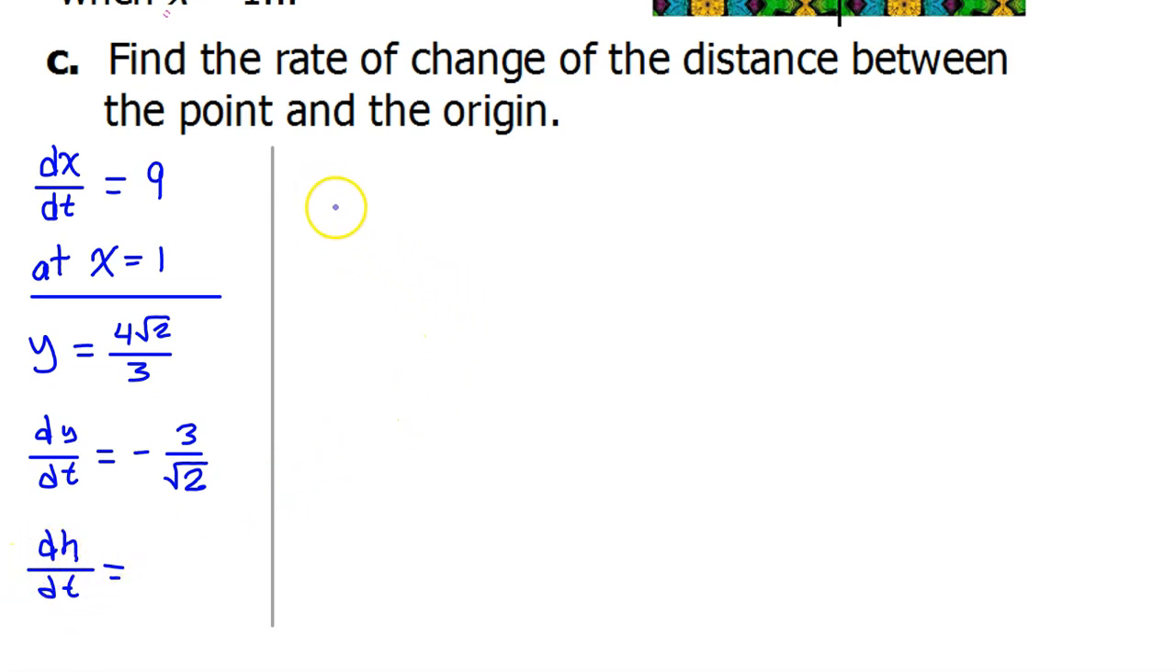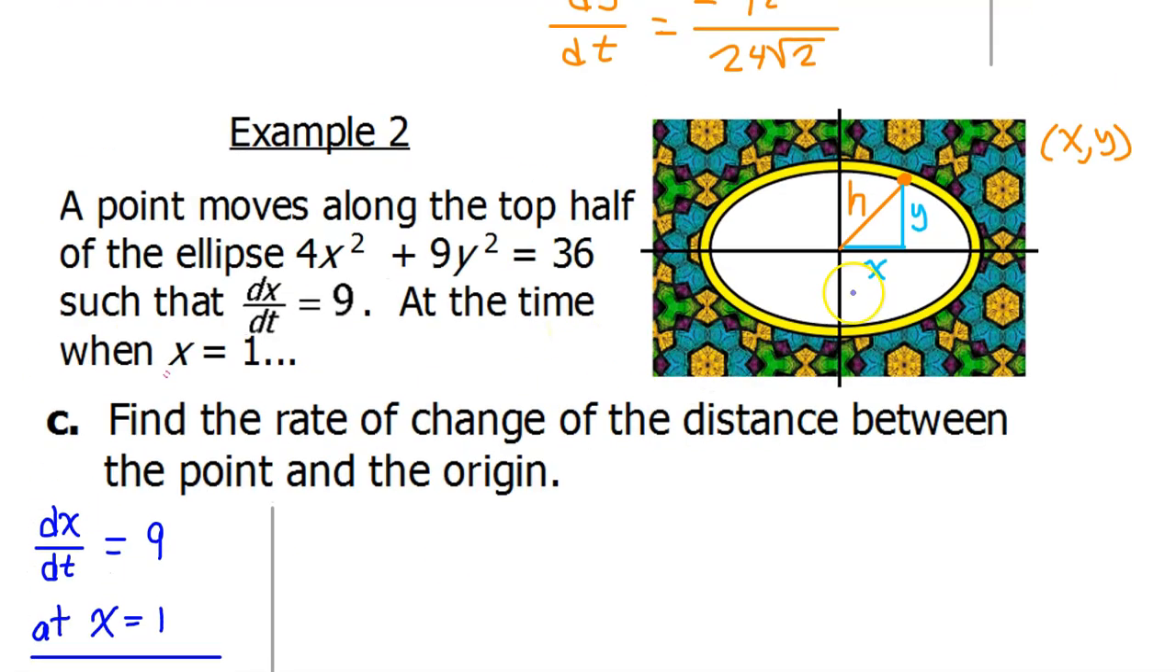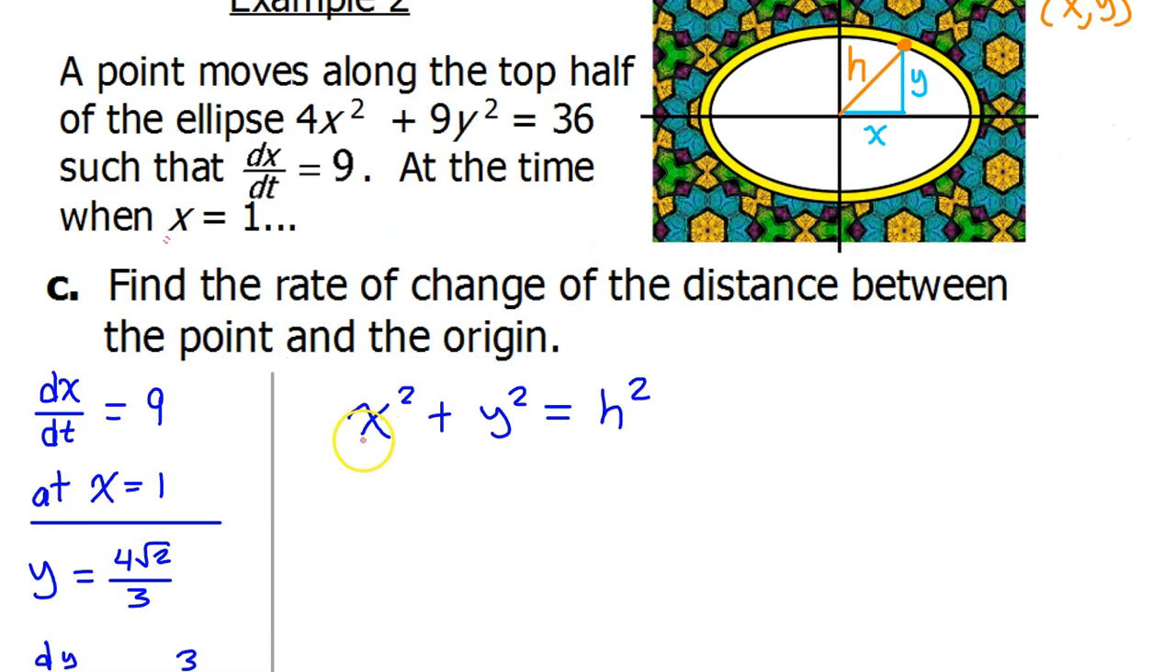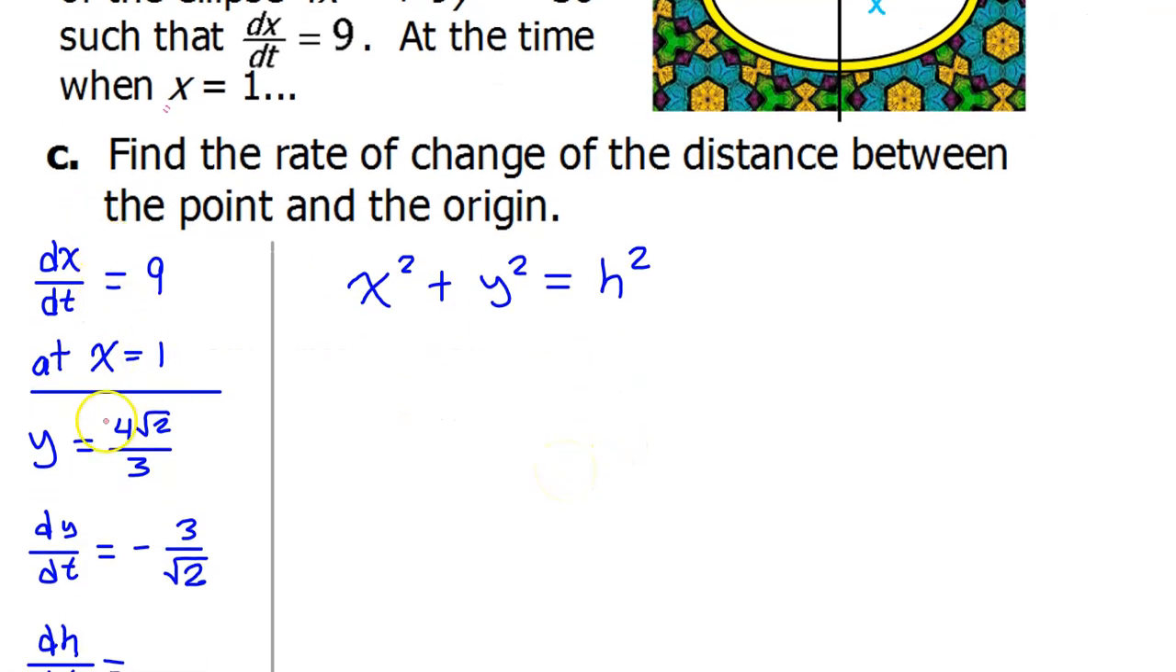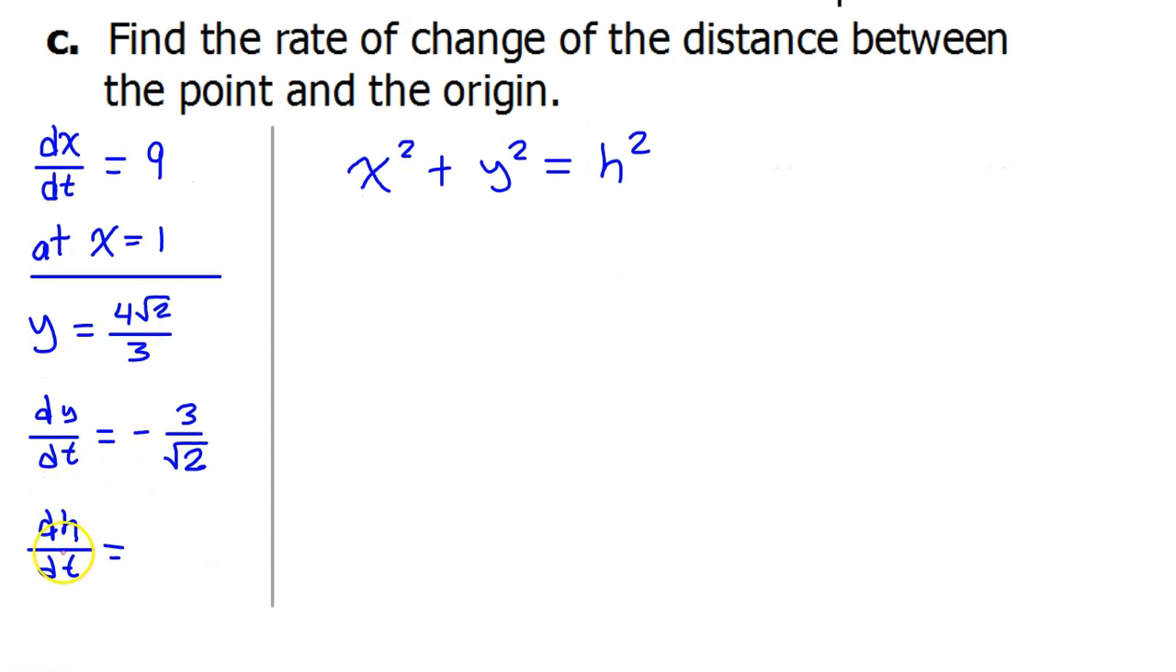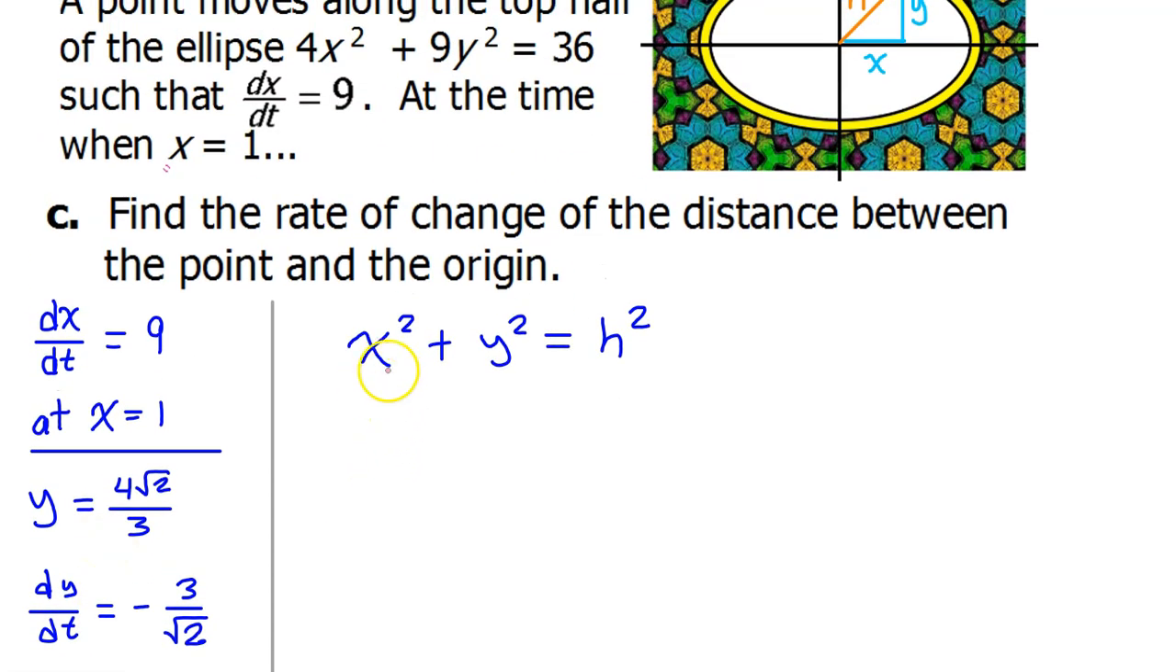So I need a relationship involving h so that I can make dh dt show up. So looking at this picture, what relationship involves h? Why, it's our good friend the Pythagorean theorem. x squared plus y squared equals h squared. Let's take the derivative of both sides with respect to t to make some of these quantities appear, including dh dt. Be sure to use the chain rule on each one of these terms.